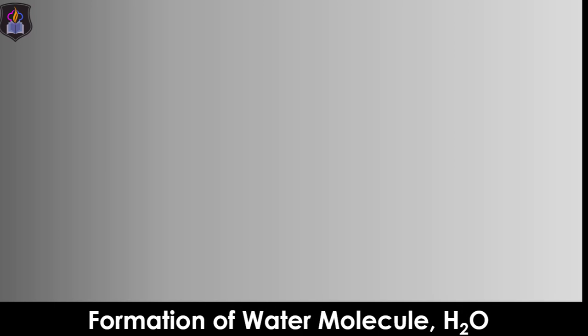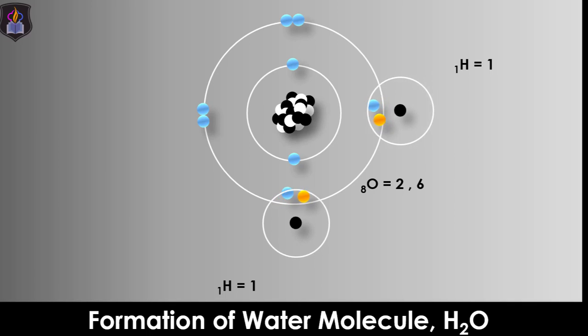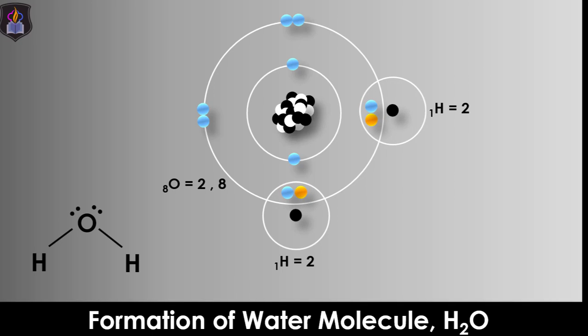To form a water molecule, oxygen combines with 2 hydrogen atoms. The oxygen atom uses 2 of its valence electrons to form single covalent bonds with the hydrogen atoms, thereby attaining the octet configuration, and the hydrogen atoms a duplet configuration. Hence, the water molecule has 2 bonding or shared pairs of electrons and 2 non-bonding or lone pairs of electrons.